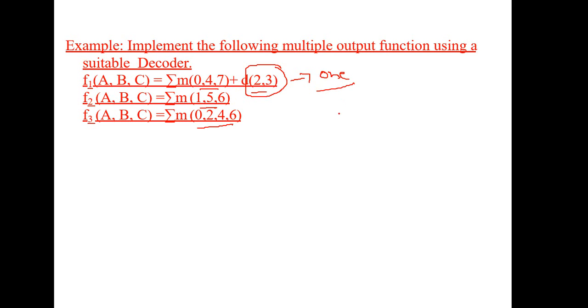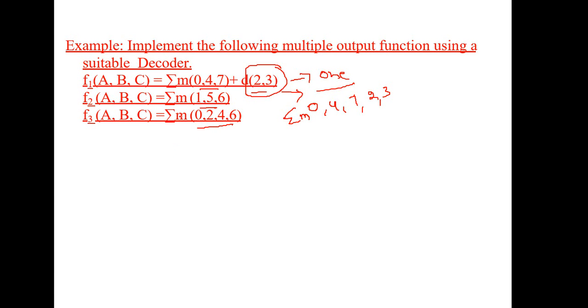That means we can convert this into summation of m of 0, 4, 7, 2, 3. Don't care condition is nothing different in the decoder. It is treated as a 1 only. And here no don't care is there for 1, 5, 6, and the other one is 0, 2, 4, 6.